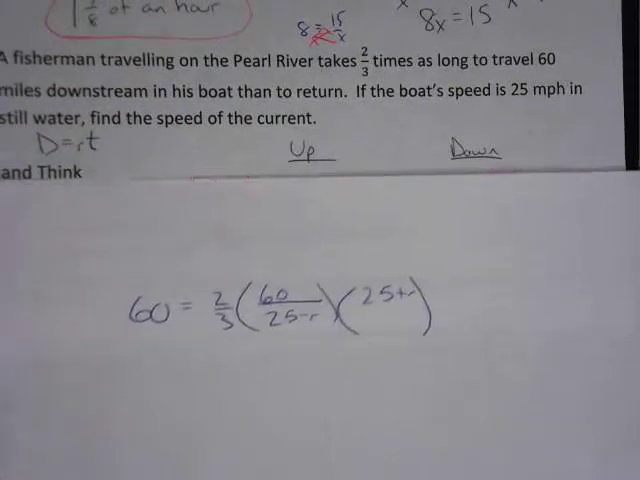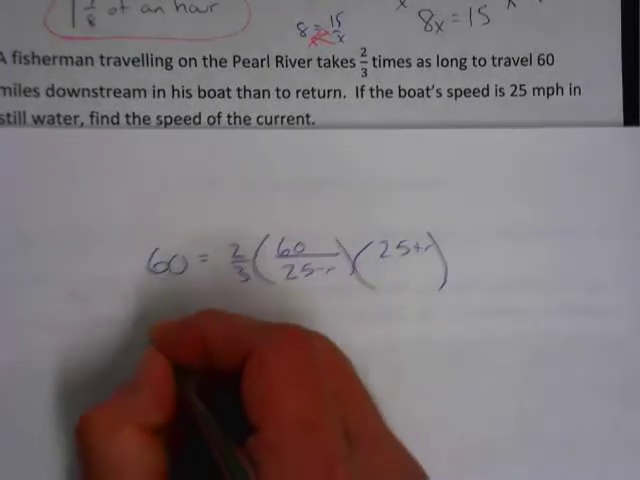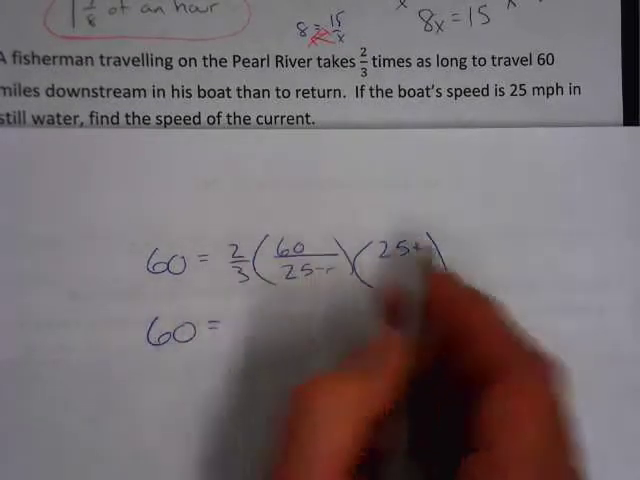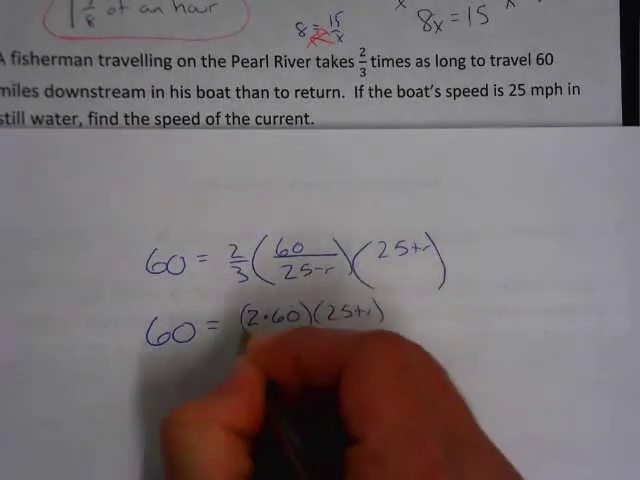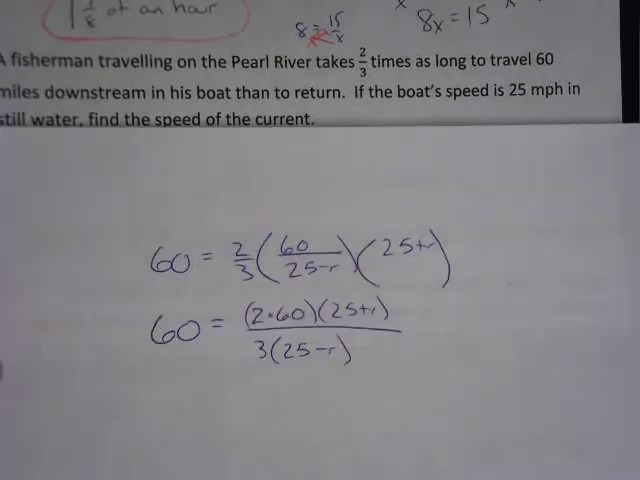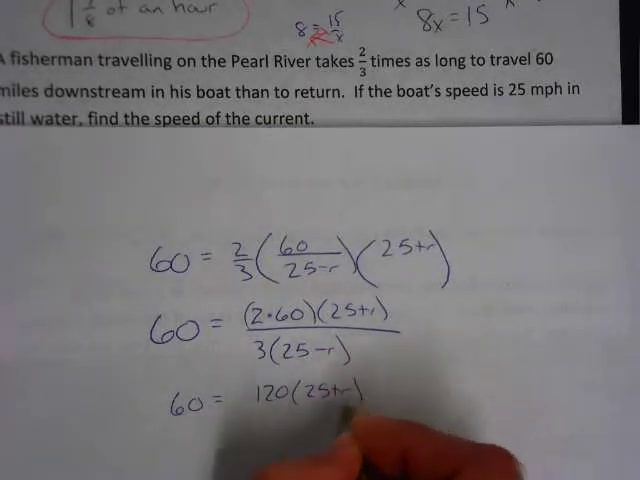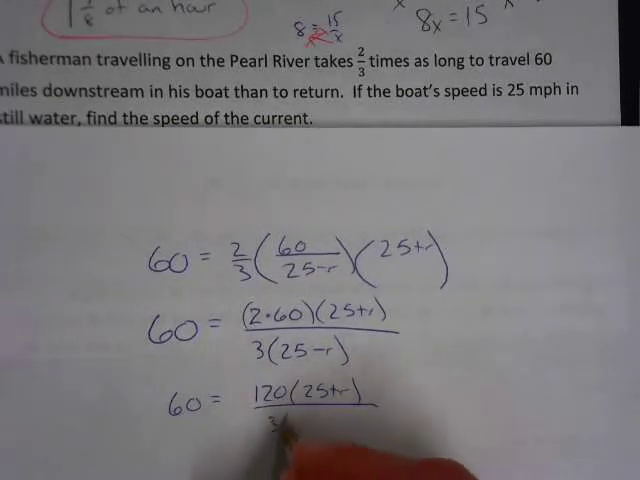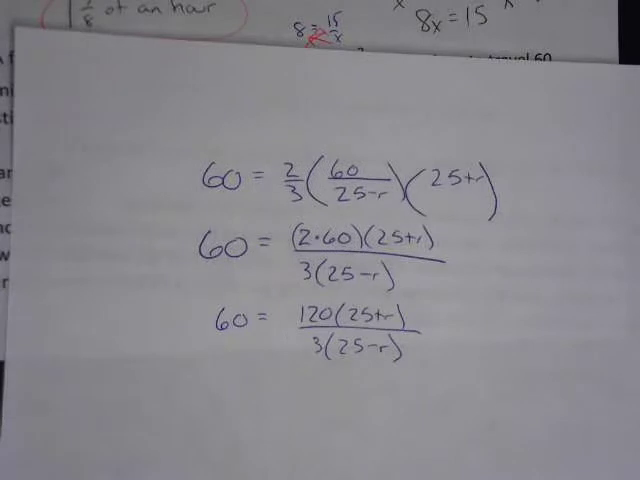Let's solve for R. The first thing I'm going to do is clear fractions, or maybe let me just simplify everything first. In the numerator, I have 2 times 60 times 25 plus R. In the denominator, I have 3 times 25 minus R. Let me simplify a little bit more. 2 times 60 would be 120 times 25 plus R. In the denominator, 3 times 25 minus R.